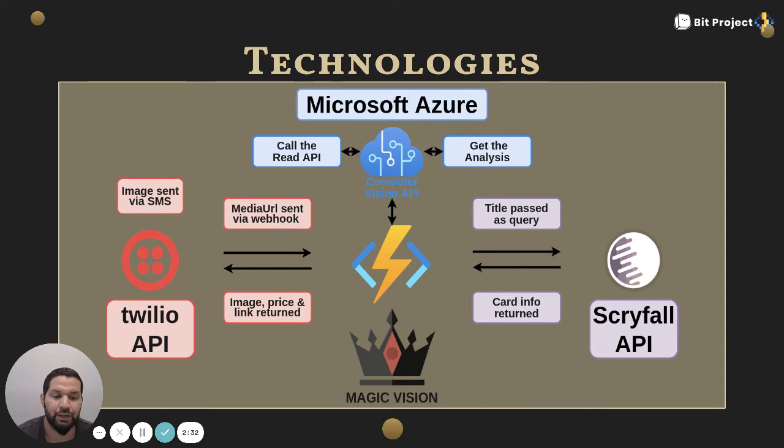The Scryfall API is a large database of Magic the Gathering card information, from prices to card text to legalities of card plays and tournament. So once we call that API, we return all relevant card information. Within the function, we parse out the image, price, and link, and then just send that back via text message to the Magic Vision.